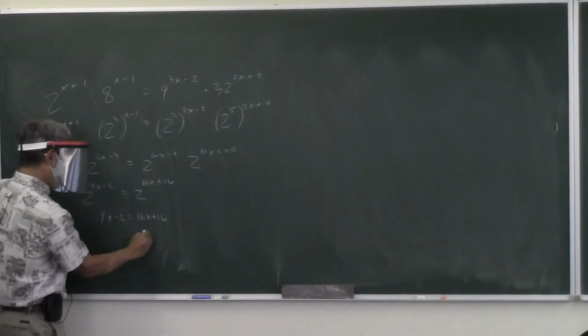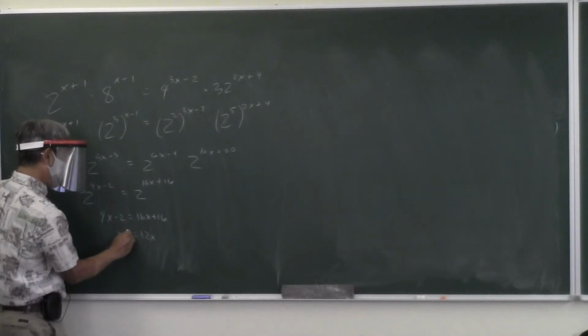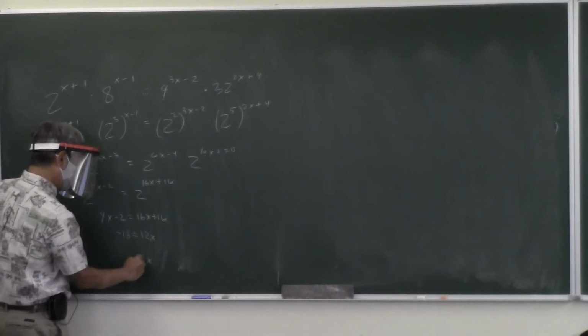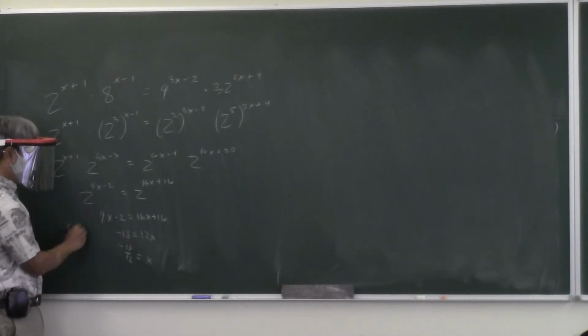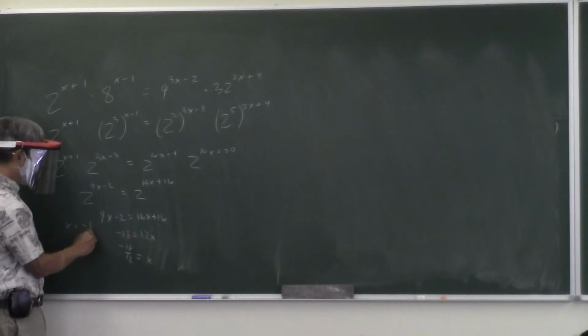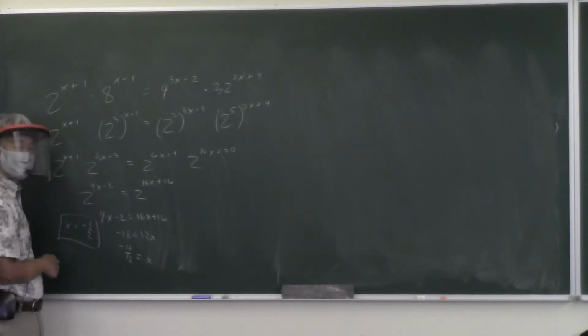Okay, so solve this. 12x equals negative 18. Oh, this came out pretty good. X equals negative 18 over 12, which can be reduced to? Box that, that's the answer. Easy, yeah?